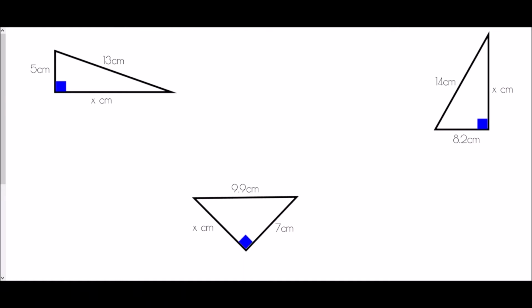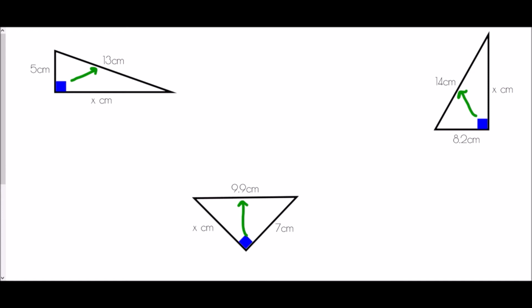So in the next set of examples, we're trying to find one of the shorter sides. So we know it's a shorter side because the hypotenuse must always be the longest side. And in this first one, our hypotenuse is the 13. In our second, our hypotenuse is the 14. And in the last one, our hypotenuse is the 9.9, always opposite the right angle. Therefore, the x is actually one of our shorter sides.